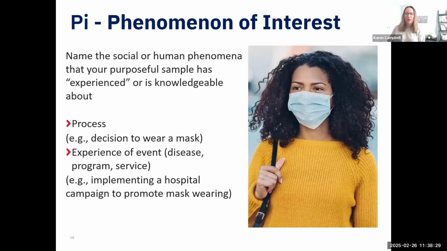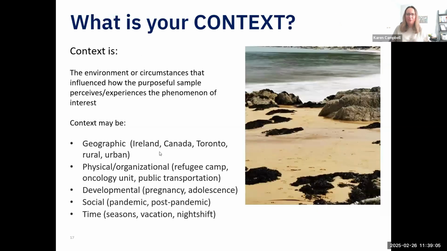And the next one is around the phenomenon of interest. So to be able to make sure that your sample is knowledgeable. So the people you're asking, are they knowledgeable about whatever it is that you're interested in? So if it was processes, you might want to look at the decision to wear a mask. Or if there was an event, it could be a disease, a program, a service that you're looking at. And so it could be something like implementing a hospital campaign around using masks.